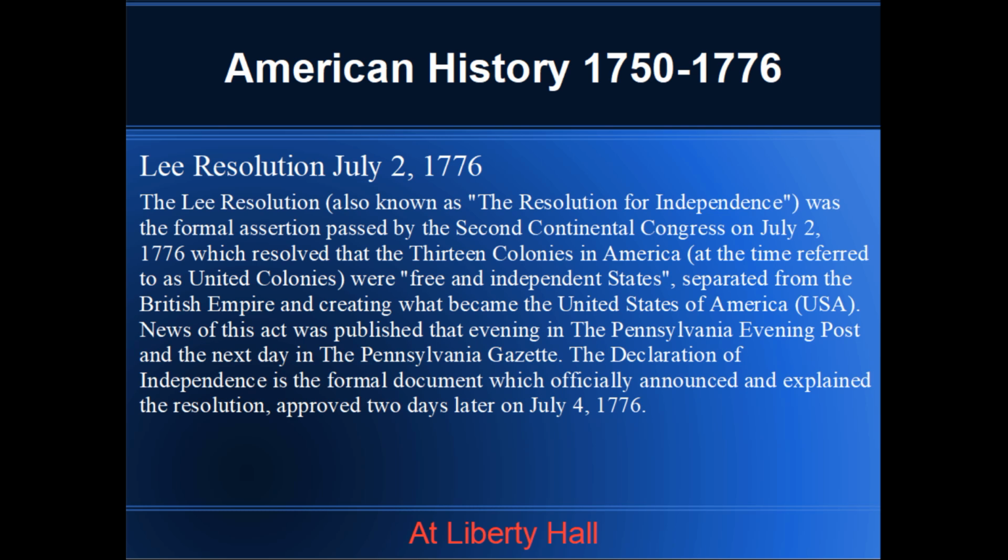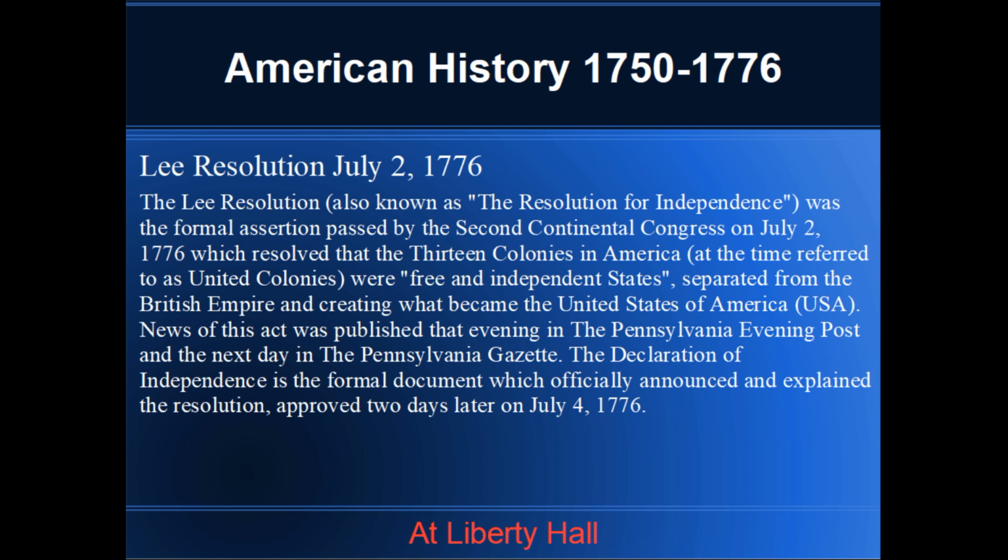Lee Resolution, July 2, 1776. The Lee Resolution, also known as the Resolution for Independence, was the formal assertion passed by the Second Continental Congress on July 2, 1776, which resolved that the 13 colonies in America, at the time referred to as United Colonies, were free and independent states, separated from the British Empire, and creating what became the United States of America, USA.